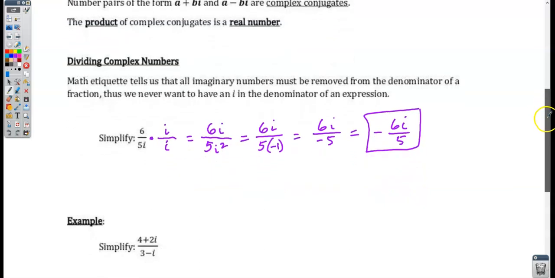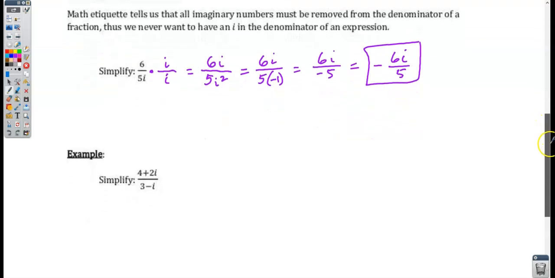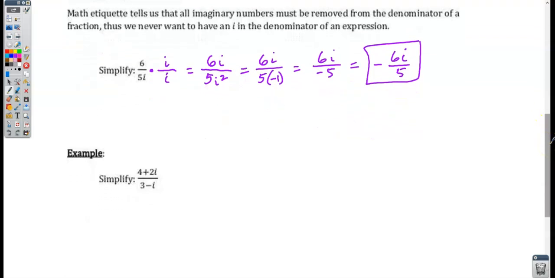Let's do another example. In this example, now we have a binomial. And just like when we were rationalizing denominators before, if we have two terms in our denominator, one of which is an i, the way we're going to deal with this is by multiplying by the conjugate. In this case, we're multiplying by the complex conjugate that we just learned about above. So we want to multiply this denominator, 3 minus i, by 3 plus i. And we're also going to multiply the numerator by 3 plus i.